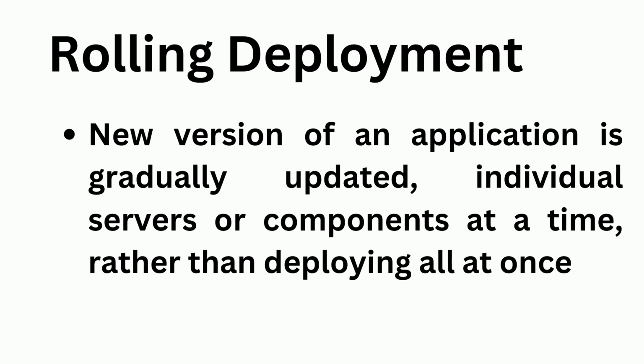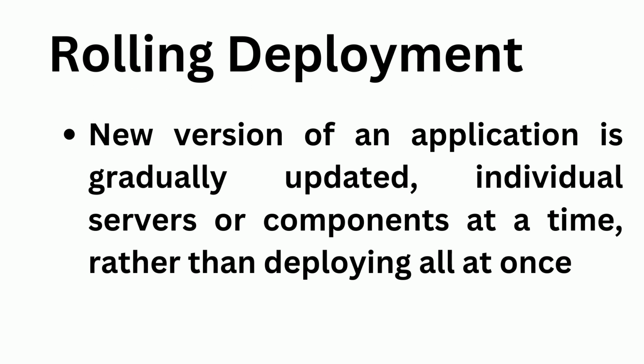New version of the application is built and tested. A new version of the application is developed and thoroughly tested in a staging environment to ensure that it meets the desired quality and performance standards. Gradual update of individual servers or components. The new version of the application is gradually rolled out to individual servers or components, such as database servers, web servers, or cache servers. This allows the deployment to be monitored and tested as each component is updated.